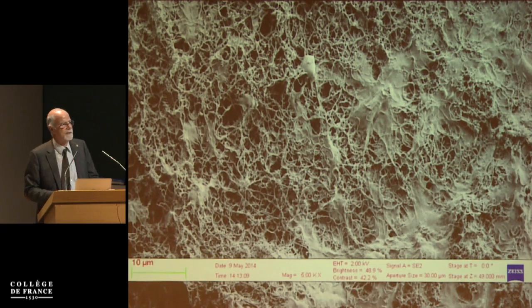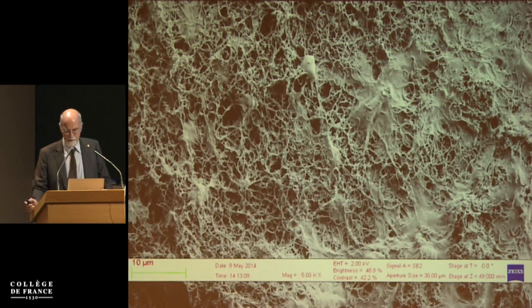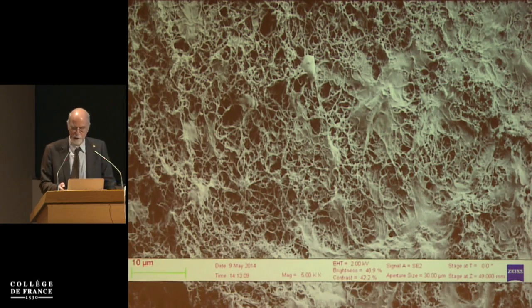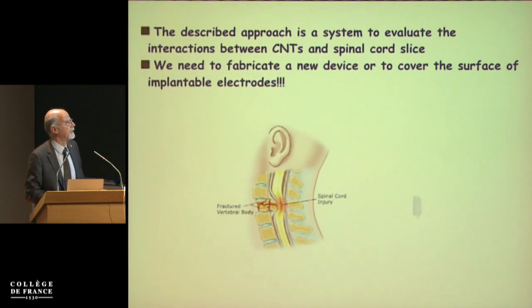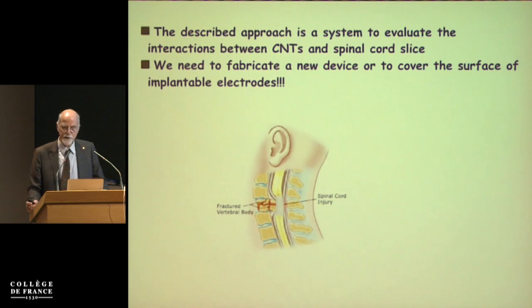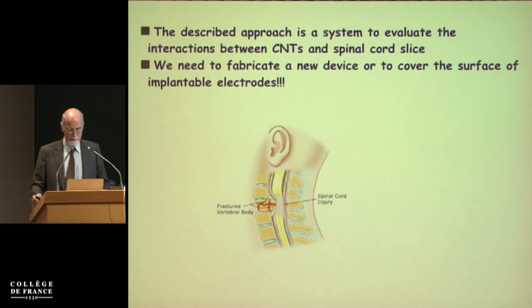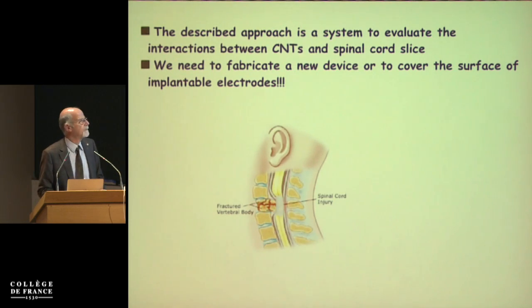So it looks like these carbon nanotube sponges are very useful in terms of future applications for this incurable disease. We are currently using this device, the carbon nanotube sponge, in the injured animal, to see if motility is recovered.